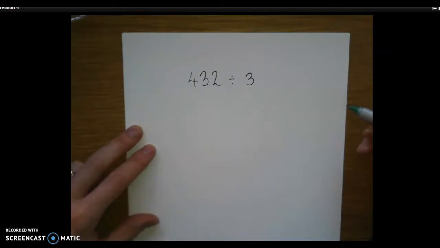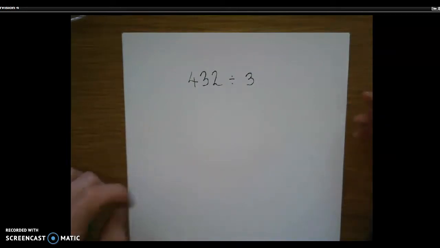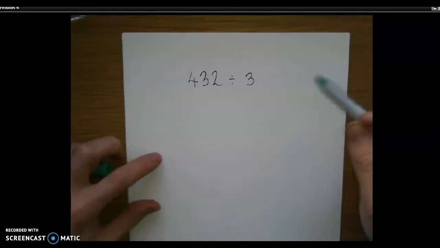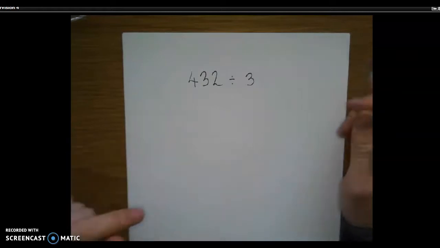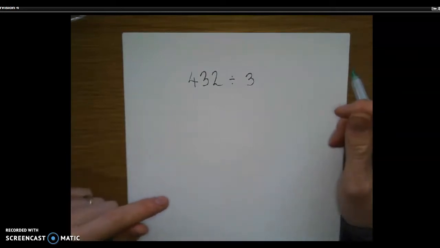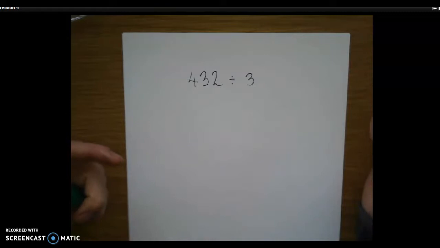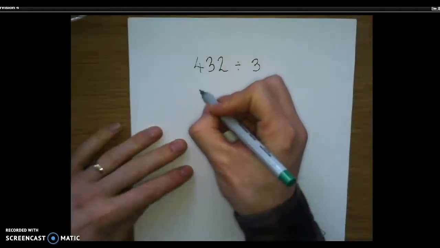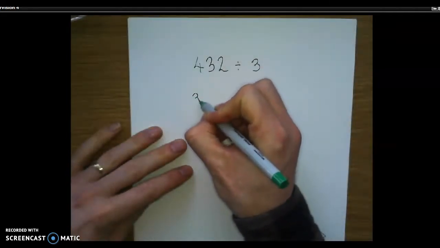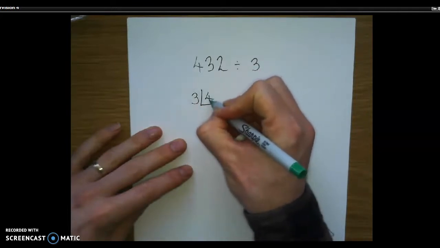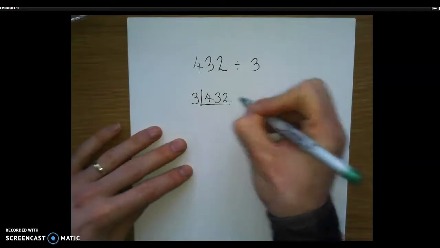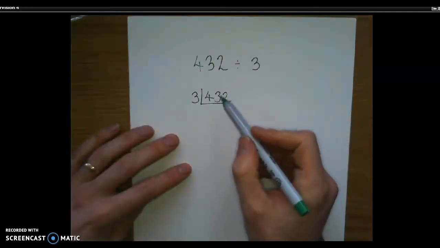Now, I know my 3 times tables, but I don't know them high enough that it goes up to 432. So, reverse multiplication is not going to work. I could do repeat subtraction, but I'd be at it for a fortnight. So what do we do? Well, for bigger sums, we write it as such. So 432 divided by 3.